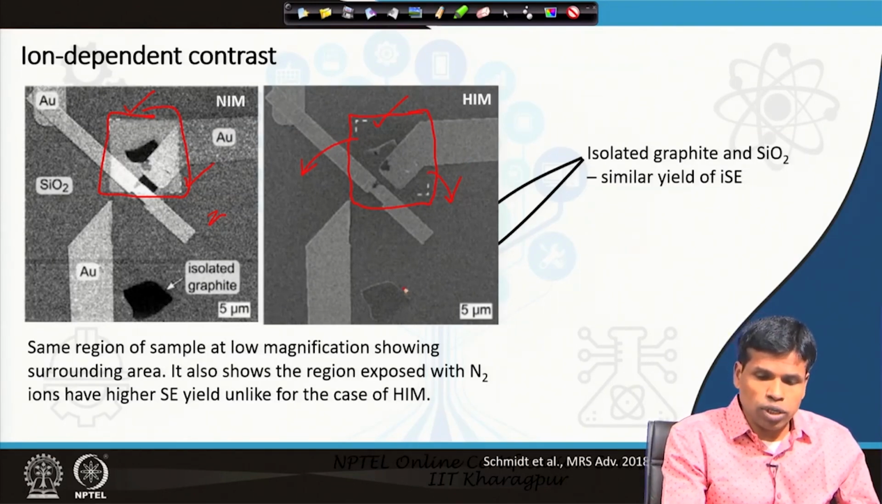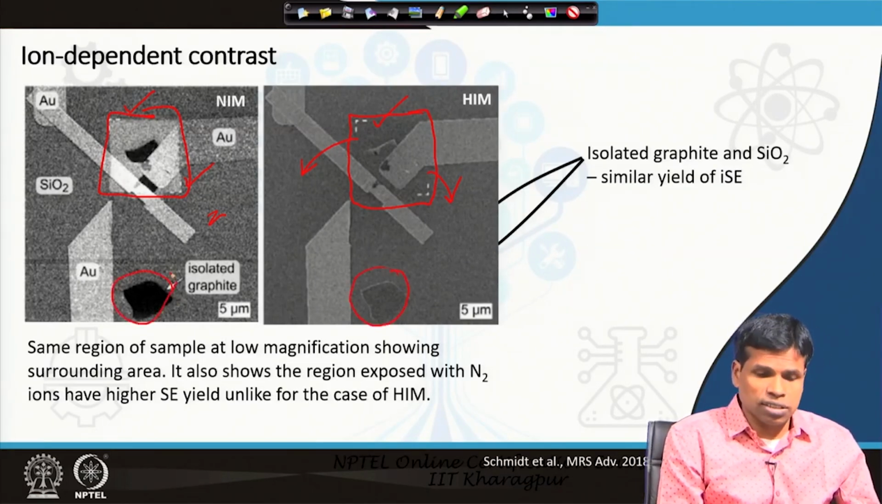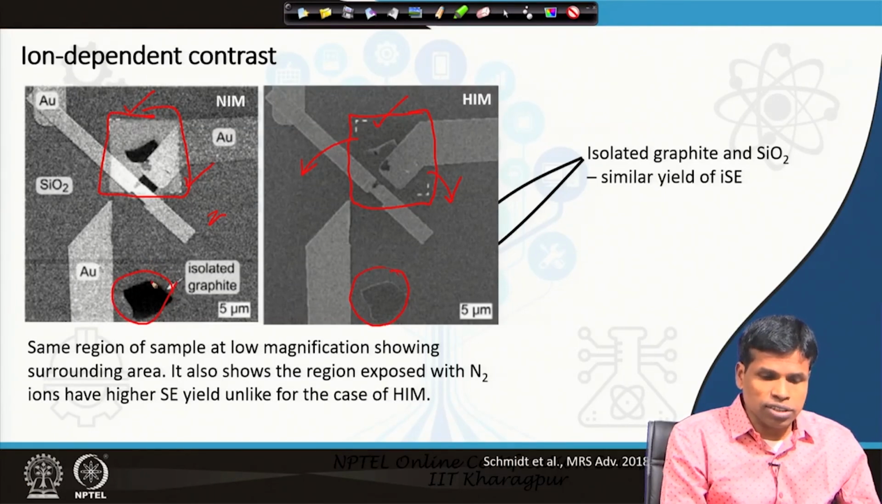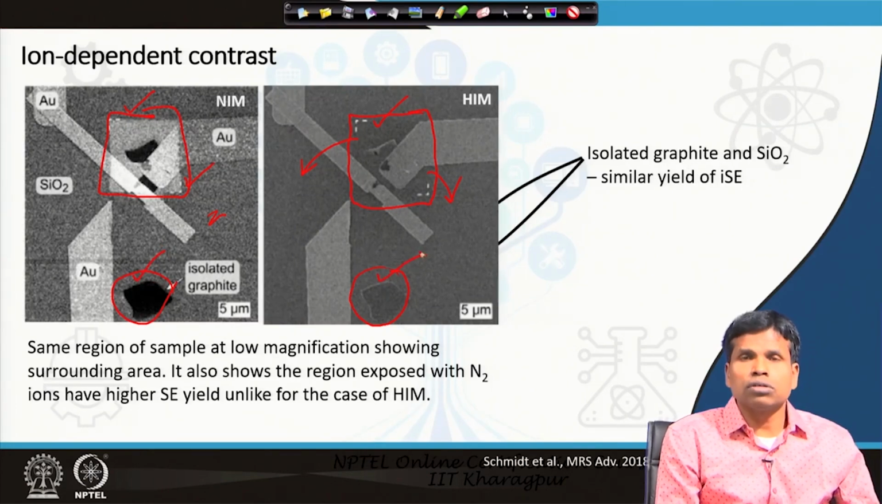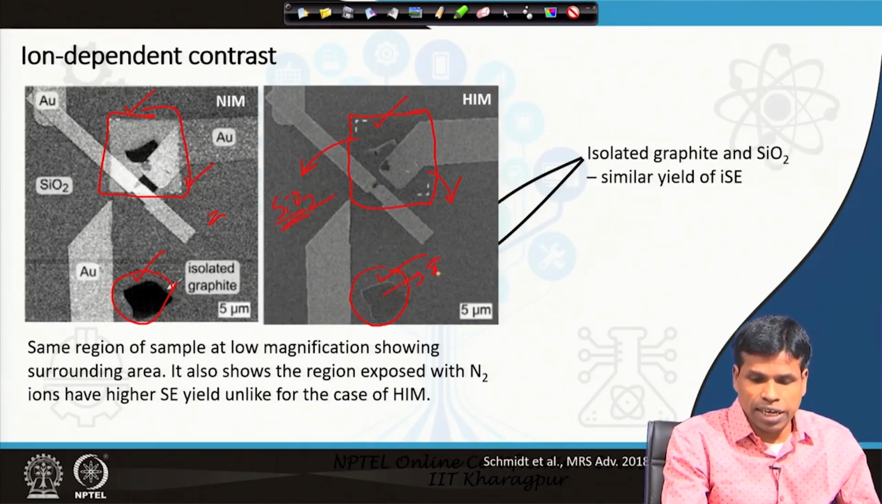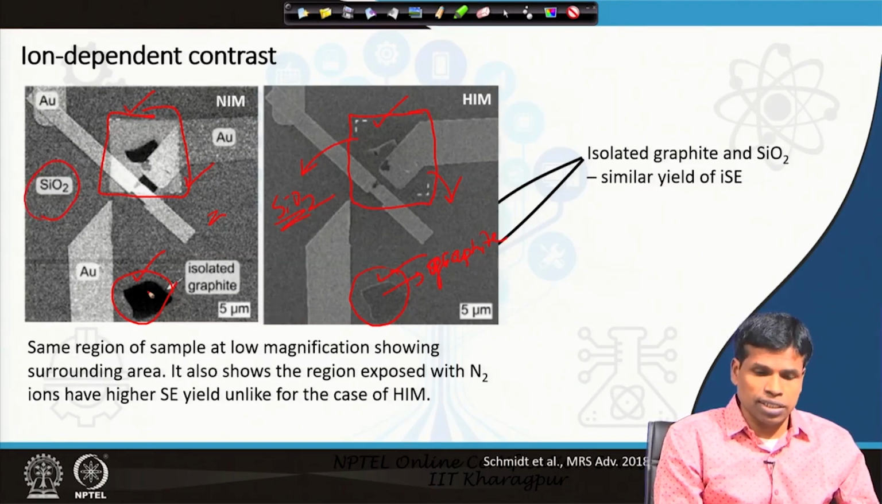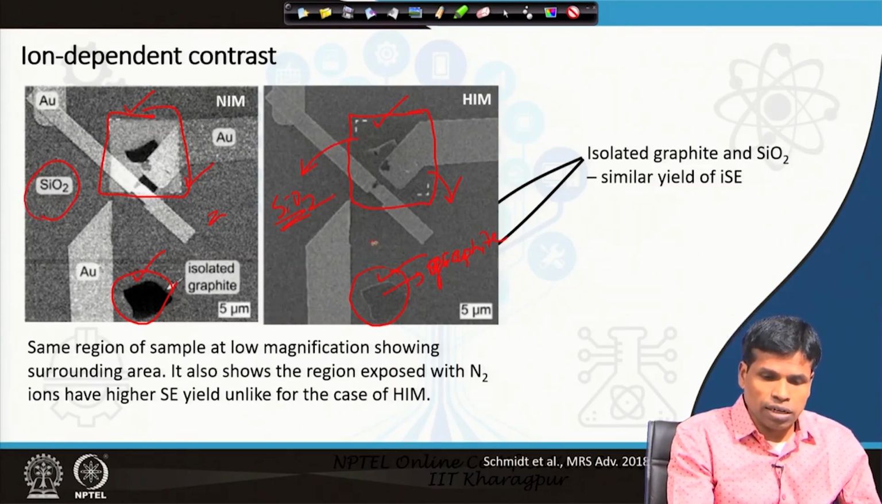On the other hand, what we can see here again is an isolated graphite contrast for nitrogen ion. Nitrogen ion is significantly different to the helium ion microscope. This portion is SiO2. SiO2 has almost similar contrast to that of graphite, isolated graphite, but here we can see that SiO2 contrast and graphite contrast are significantly different. The same is not observed with a helium ion microscope.